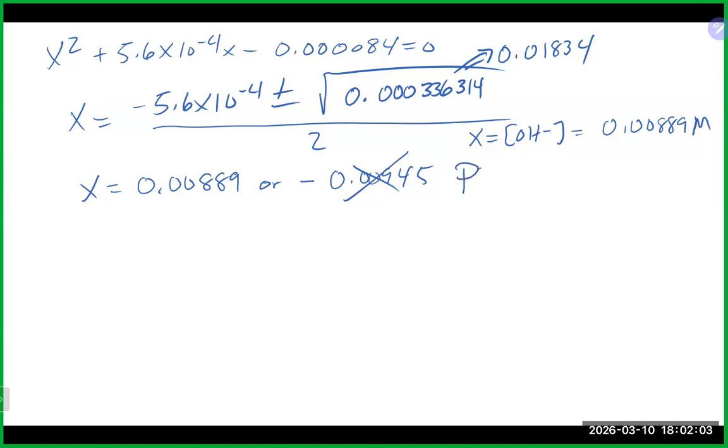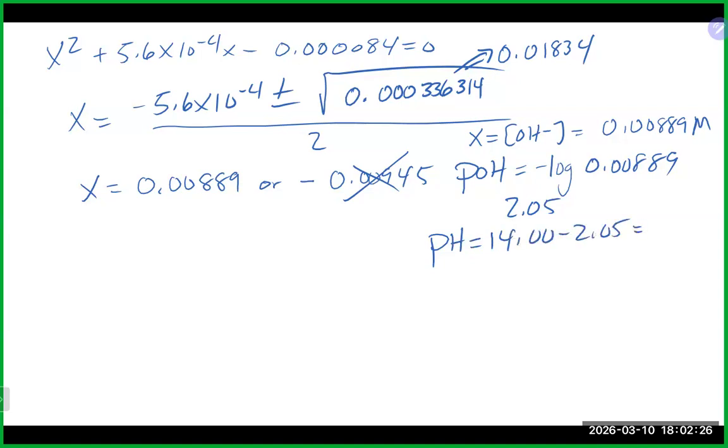That's going to allow us to go into the pOH, minus the log of that number, 0.00889. That's going to get us here minus the log 0.00889. Looks like a 2.05 pOH. We then could just subtract from 14 there and get our pH. And we're going to end up with 11.95 on that pH, I think. And that is a basic pH, as we would hope so with a weak base. Any questions on that? Yes.